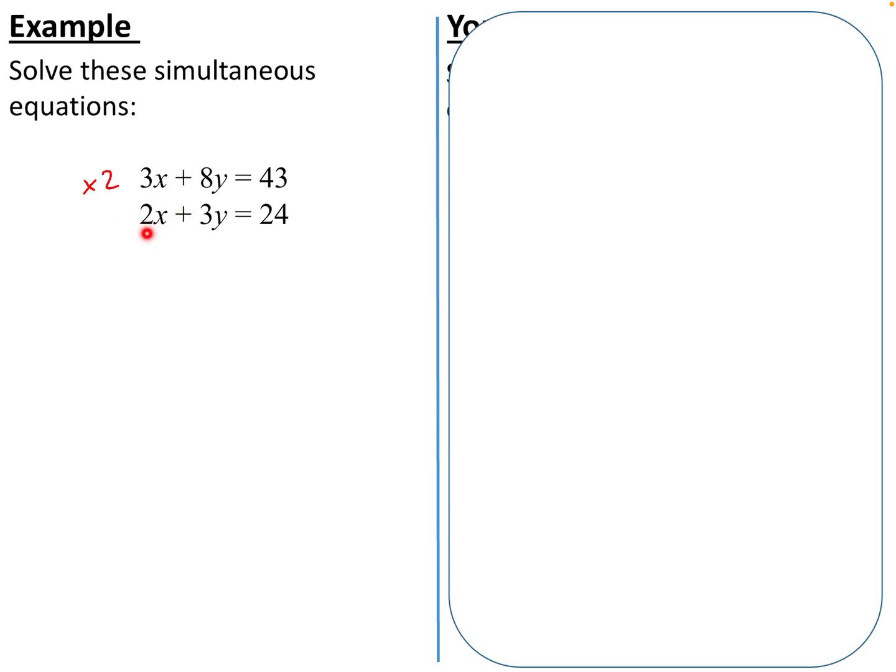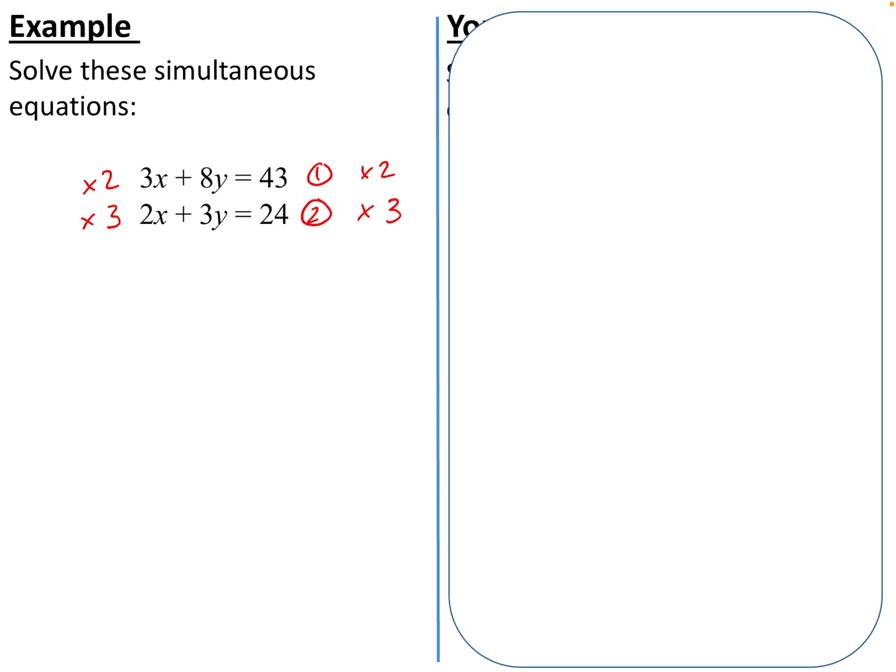To turn 2 into 6, I would have to multiply this one by 3. So if I multiply the first one by 2, that's going to create positive 6x here. And if I multiply the second one by 3, it's going to create positive 6x here. That means they will cancel. So this time what I'm going to do is multiply equation 1 by 2 and equation 2 by 3.